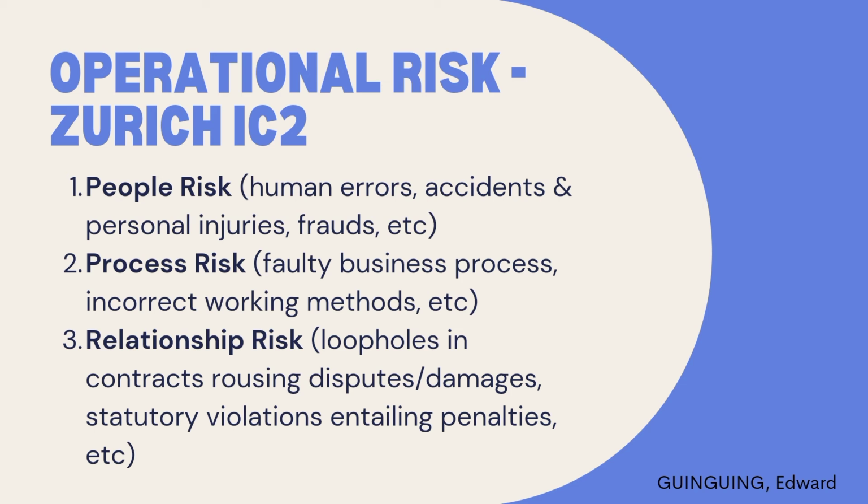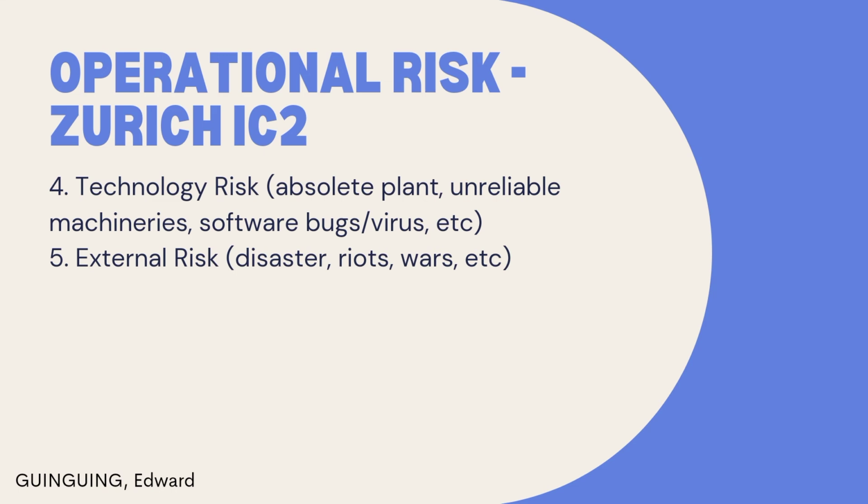One, we have the people risks, such as human errors, accidents, personal injuries and fraud. Two, we have the process risk, such as faulty business process and incorrect working methods. The third one, we have relationship risk, which includes loopholes in contracts causing disputes or damages, and statutory violations entailing penalties. We also have technology risk, which includes obsolete plant, unreliable machineries, software bugs or virus. And the last one, we have external risks, which are disaster, riots, war, and etcetera. Now, it is possible for any of the said risks to migrate into one another.